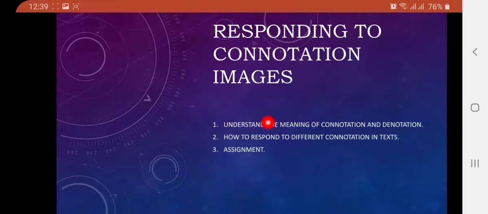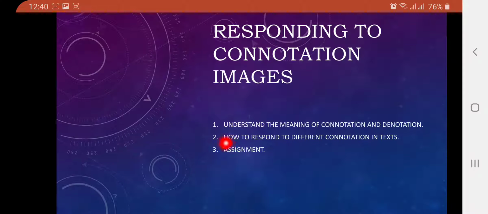So, mainly, we've got three goals for today's class. The first one is to understand the meaning of connotation and denotation. So, we have new terms. Two, how to respond to different connotations in texts, which probably will come after in any text.